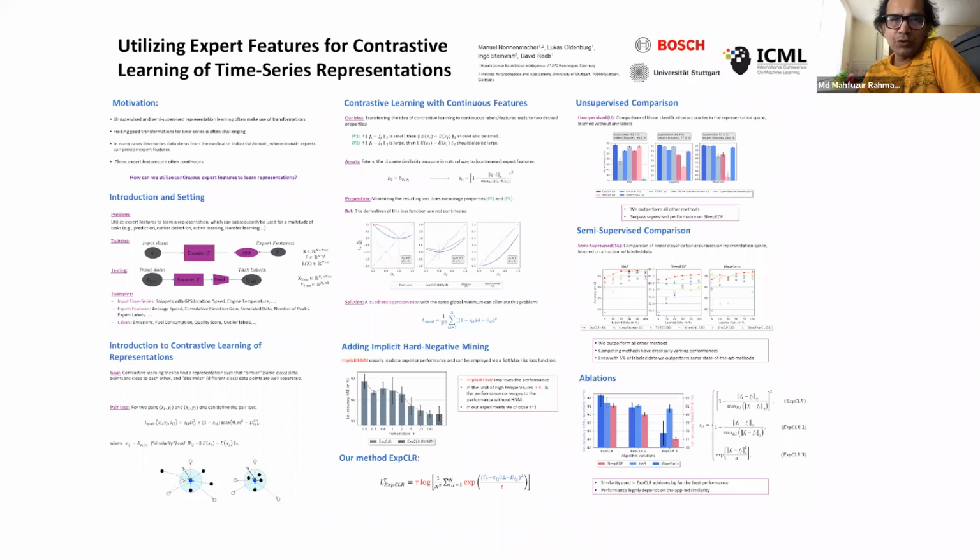They have said usually time series data comes with some expert features inherently, so we could use those concepts during contrastive learning, so that similar time series can be kept close to each other, and very dissimilar time series can be pushed apart from each other based on expert features. That's the main idea. Any comments?